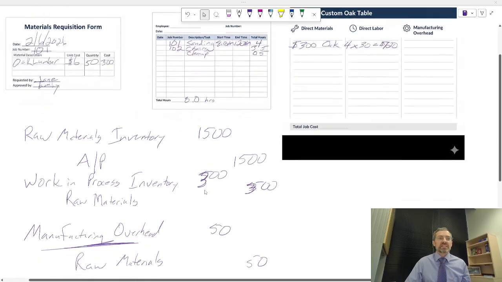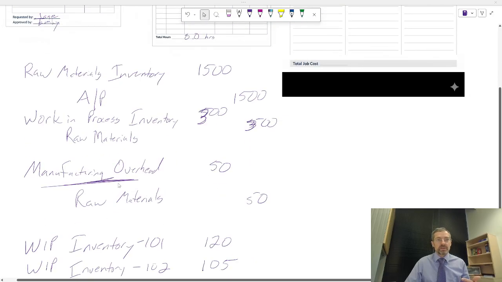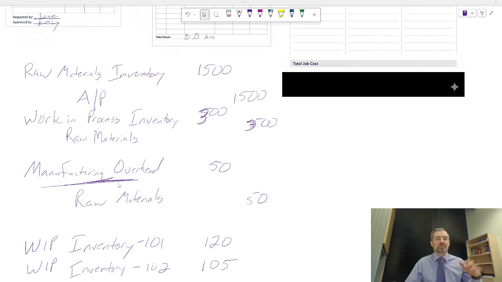And we did see an example of where that goes down here when we actually use something for the general factory as a whole, like our electricity or the glue. They are real costs of making that table. We wouldn't be making very many tables if we turned the electricity off in the factory. So we know the electricity is part of the cost of the table. We just can't directly trace it to the table.